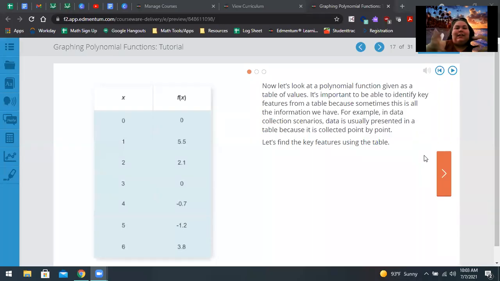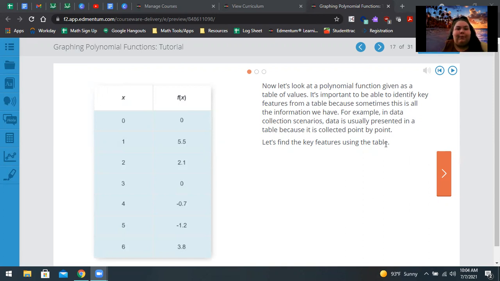All right, welcome back to the Algebra 2 Semester A Unit 2 Graphing Polynomial Functions Tutorial Part 2. So we're going to start back up. I think I stopped at the end of slide 17 in Part 1, but we're going to pick up on slide 17.